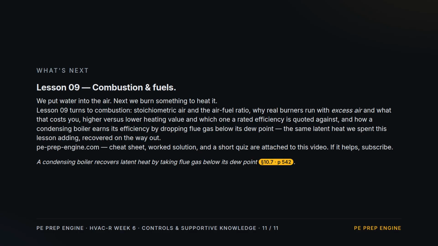We put water into the air. Now we burn something to heat it. We'll cover stoichiometric air and the air-fuel ratio, why real burners run with excess air and what that costs you, higher versus lower heating value, and which one a rated efficiency is quoted against, and how a condensing boiler earns its efficiency by dropping flue gas below its dew point, recovering the same latent heat we spent this whole lesson adding.